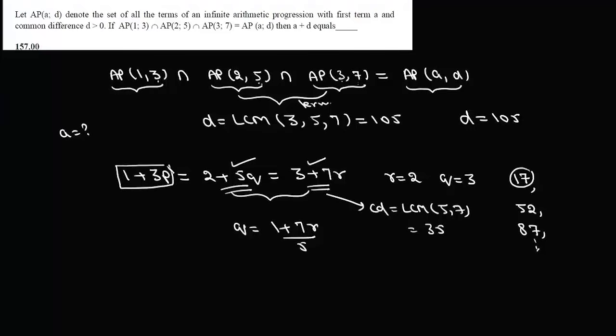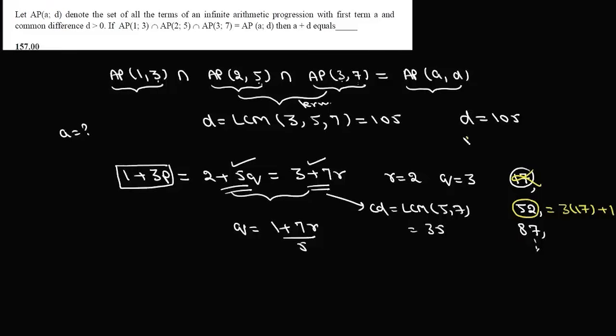Now we need that term which is of the form 1 plus 3p. That means from these numbers, we have to find the first number which, when divided by 3, leaves a remainder 1. Now when 17 is divided by 3, it leaves the remainder 2. So 17 is not our common term. If we look at 52, we know that 17 into 3 is 51 and plus 1. So basically this 52 is 17 into 3 plus 1. So this is our first term which is common to all the 3 APs.